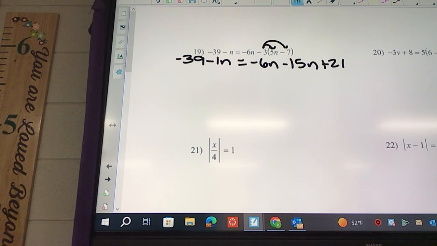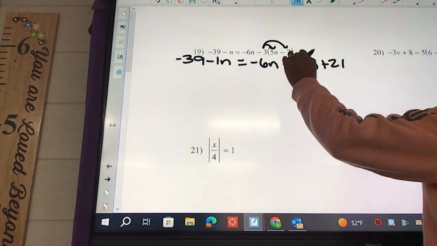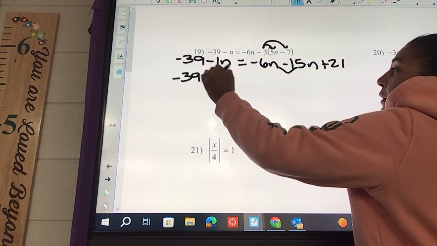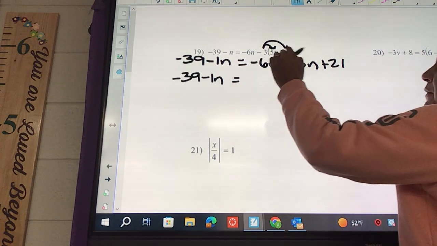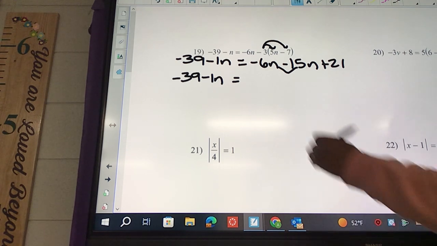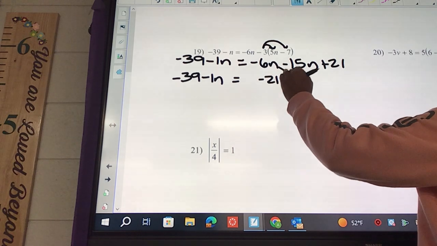Okay, and then what needs to happen? Add things that are alike. Good, so we're gonna combine like terms, so I can put this 15 and 6 together. And what is negative 6 minus 15? Both negatives. Negative 21. You get what I mean?